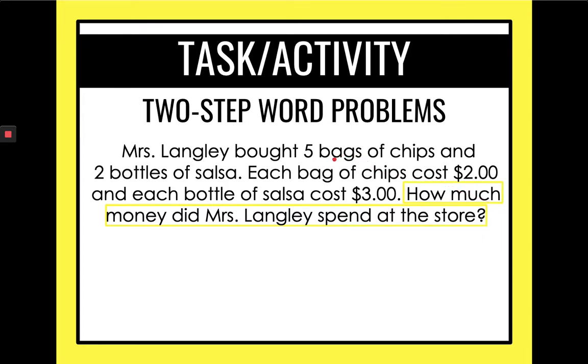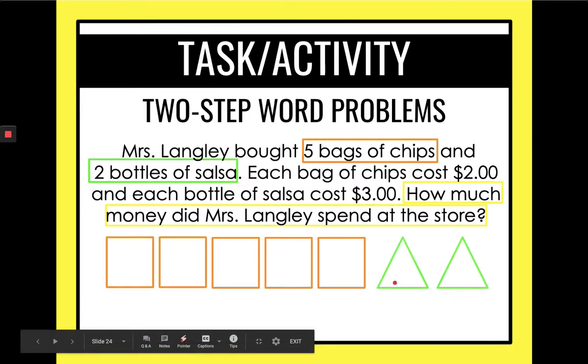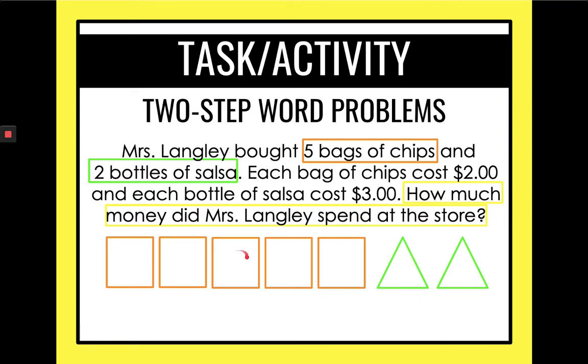Well, I bought 5 bags of chips, 2 bottles of salsa. The chips cost $2 each, and the bottles of salsa cost $3 each. Oh my goodness, there is a whole bunch of stuff going on here, so I think it's best to draw it out. So first, I have 5 bags of chips, and I have 2 bottles of salsa. So I've got 1, 2, 3, 4, 5 bags of chips, 1, 2 bottles of salsa.